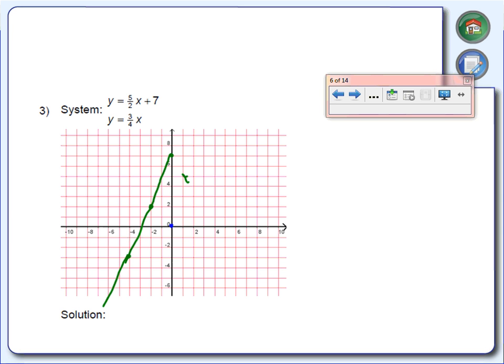Up 3, over 4. Everybody else will be doing the same thing. Up 3, over 4. Looks like you're going to run out of room, so do the other side. Go down 3, 4 to the left. Down 3, 4 to the left. All right, connecting those dots. Remember, this line's got to be as straight as possible. Yeah, I can't. I guess that'll work. All right.